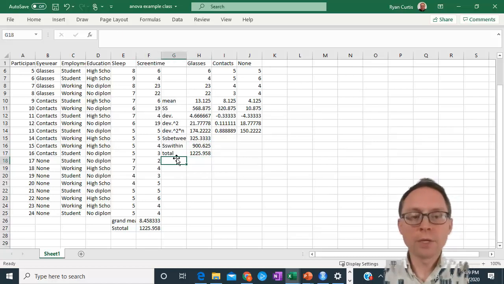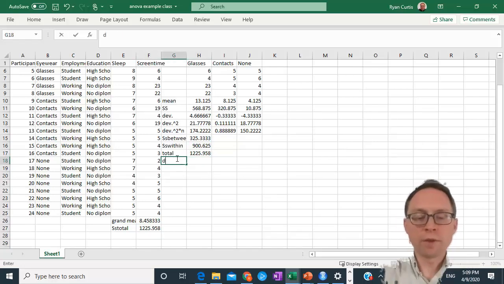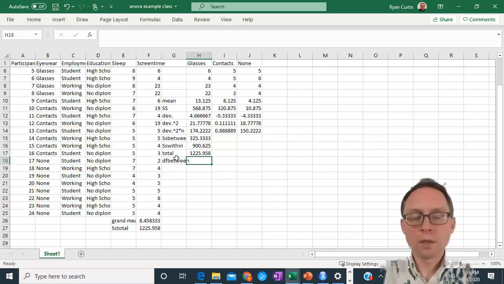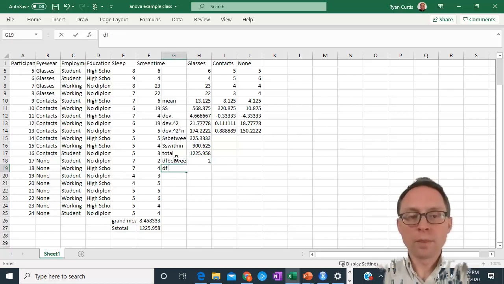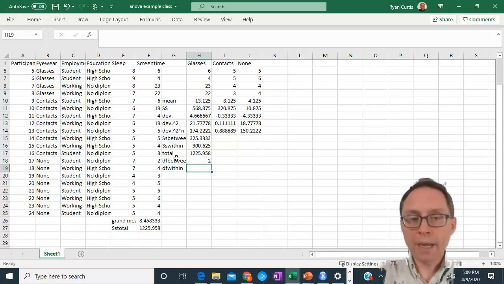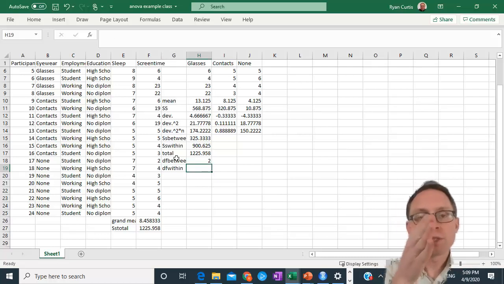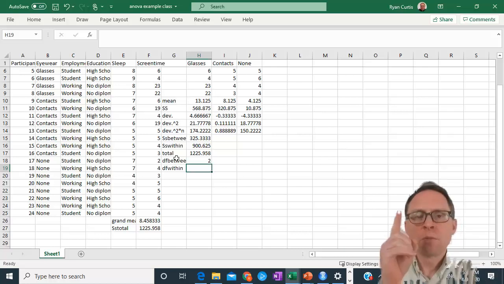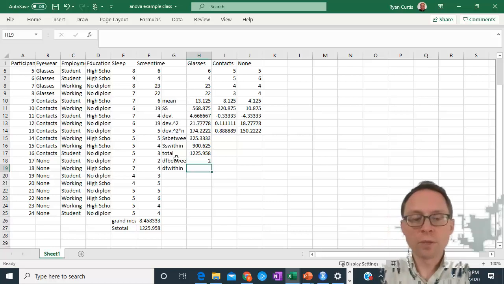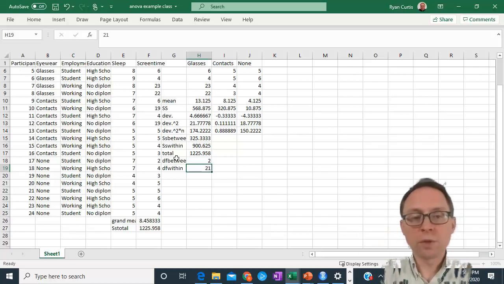We got it. Now we need the degrees of freedom. The degrees of freedom between are going to be the number of groups minus 1. There are 3 groups. Minus 1 is 2. Degrees of freedom within is going to be each of the group's degrees of freedom added up. And so there's 8 people in the glasses group, minus 1 is 7. So their degrees of freedom is 7. Plus 7, degrees of freedom 7 for the contacts group, degrees of freedom 7 for the none group. And so 7 plus 7 plus 7 is 21.